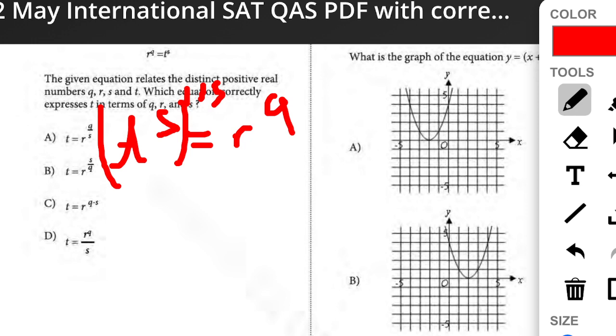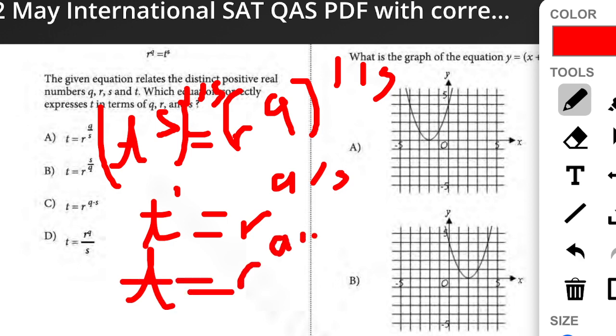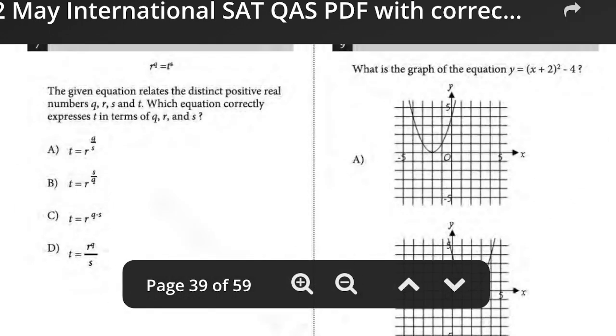So how can we do that? If we're raising this to the power of 1 by S, we have to raise the other side also to the power of 1 by S. So T to the power of 1 equals R to the power of Q by S. So T equals R to the power of Q by S, and it goes with answer choice A. So number 7 is A. Alright, that is done. Let's go on to number 8.